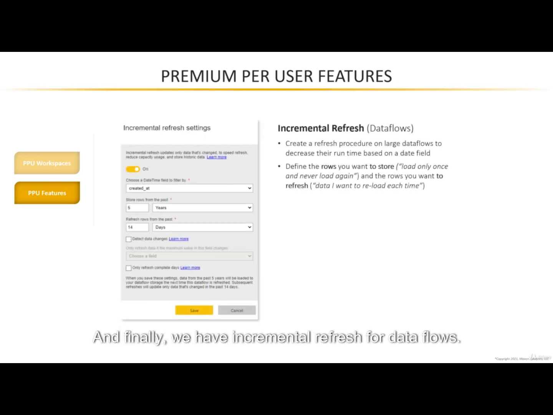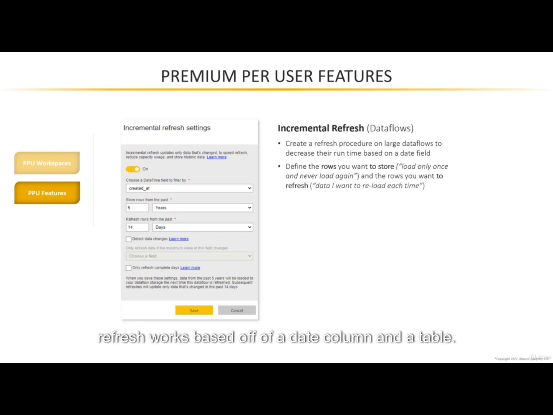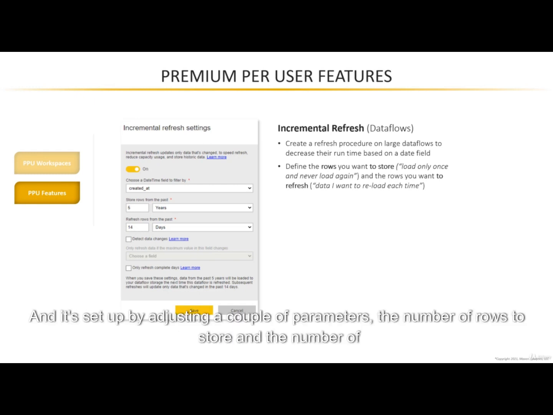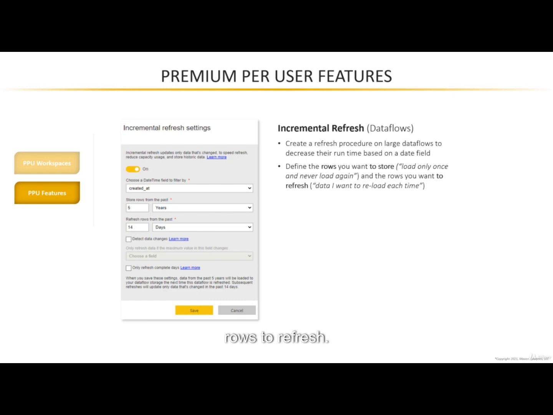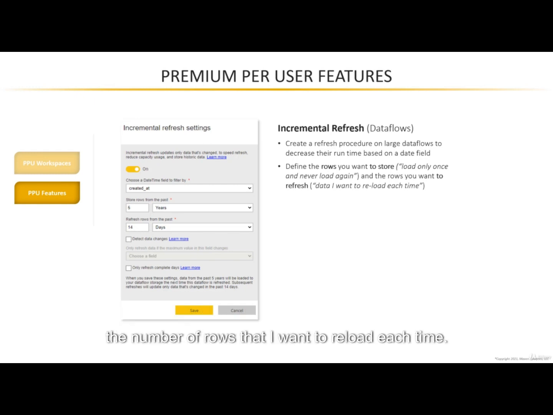And finally, we have incremental refresh for data flows. And this is aimed at decreasing the amount of time that it takes for a data flow to run. Incremental refresh works based off of a date column in a table, and it's set up by adjusting a couple of parameters, the number of rows to store and the number of rows to refresh. So the way that I like to think about this is as the number of rows that I want to load only once, and the number of rows that I want to reload each time.